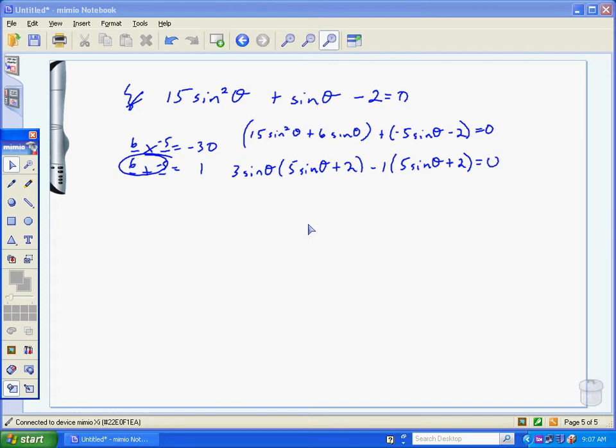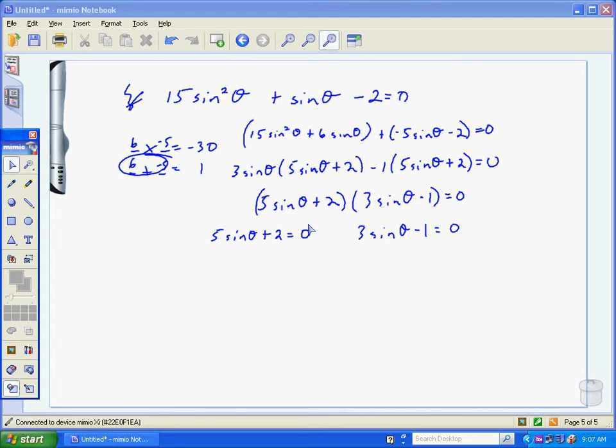And then I can group 5 sine theta plus 2, and then we're left over with 3 sine theta minus 1. So very similar to the quadratic equations, eh? Very similar. So set each of them equal to 0 and solve. So 5 sine theta plus 2 equals 0, 3 sine theta minus 1 equals 0.